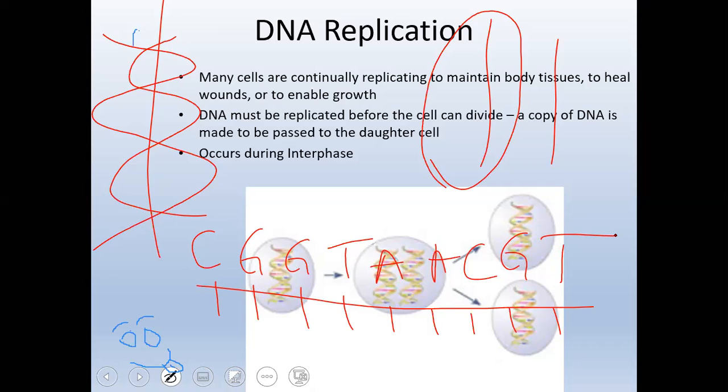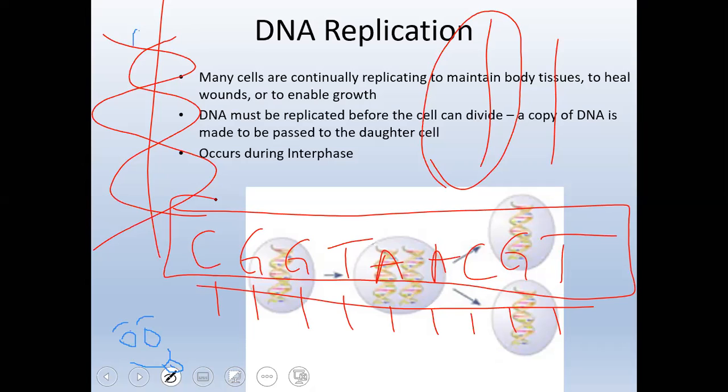We have guanine, cytosine, thymine, and what's the fourth one? Adenine, yes. So if I have half of these, can I create a whole DNA? Sure I can, because I know what has to bind here. G, C, C, A, T, T, G, C.